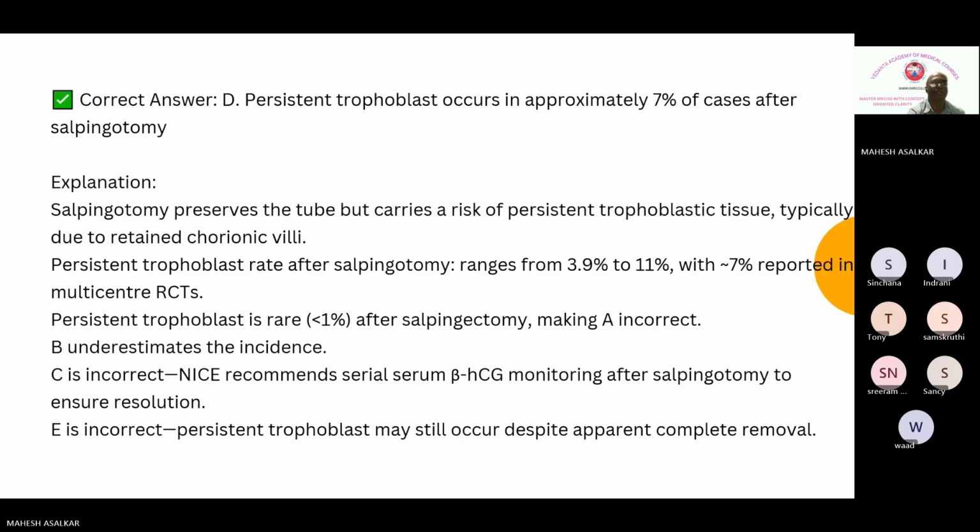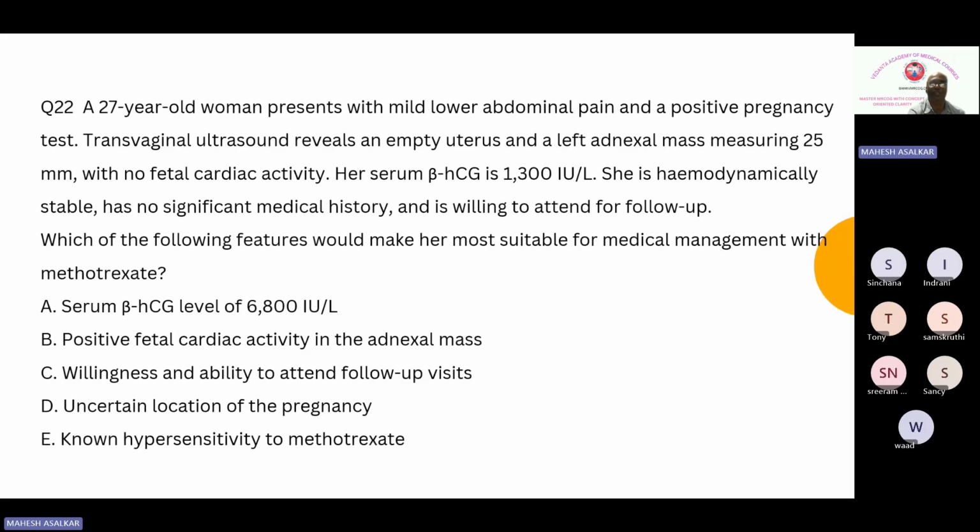Okay. So Dr. Sinchna continue now. A couple of questions, and we'll come back to Dr. Sansi again. A 27-year-old woman presents with mild lower abdominal pain and a positive pregnancy test. Transvaginal ultrasound reveals an empty uterus and a left adnexal mass measuring 25 mm with no fetal cardiac activity. Her serum beta HCG is 1300 units per liter. She is hemodynamically stable, has no significant medical history, and is willing to attend for follow up. Which of the following features would make her most suitable for medical management with methotrexate?